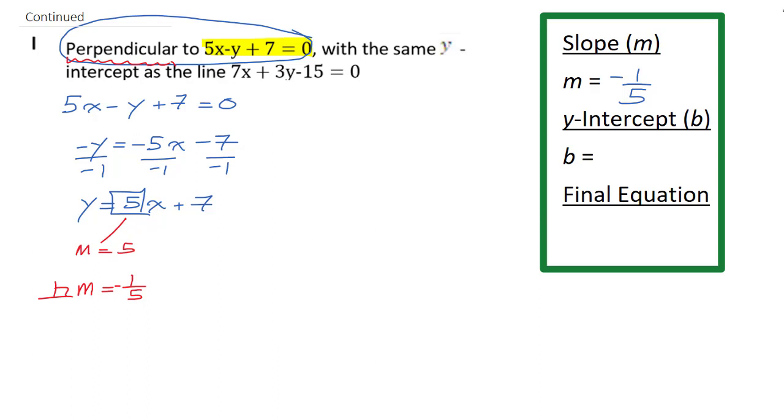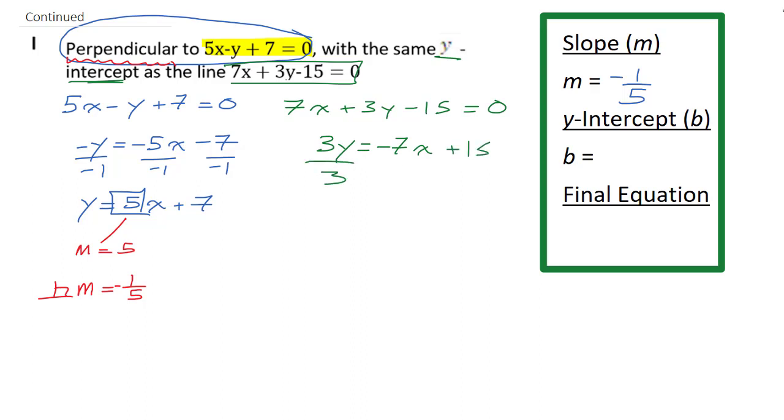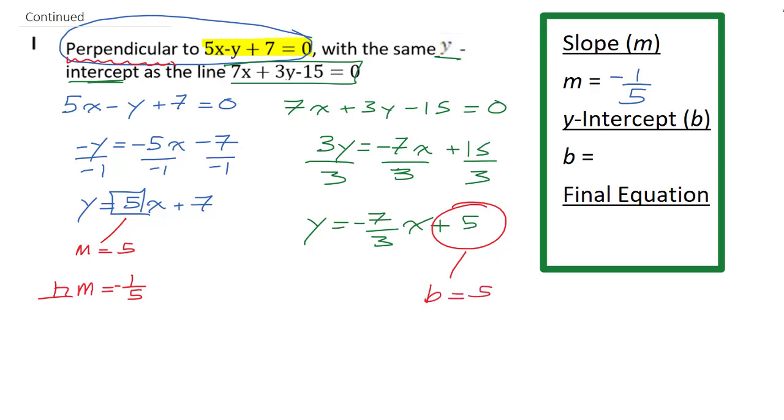All right, it says it has the same y-intercept as this line. This line has the same problem. It's in standard form, so we need to rearrange it into slope-intercept form. Let's isolate the y term, subtract 7x, add 15 to both sides, and then divide both sides by 3. So we have y equals -7/3 x plus 5. Now, we're not concerned about the slope. It says it has the same y-intercept. What's the y-intercept of this line? It's 5. So what's the y-intercept of our line? 5, because it shares the same y-intercept.